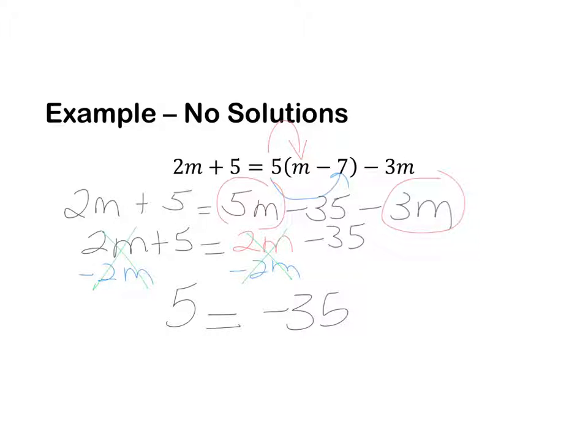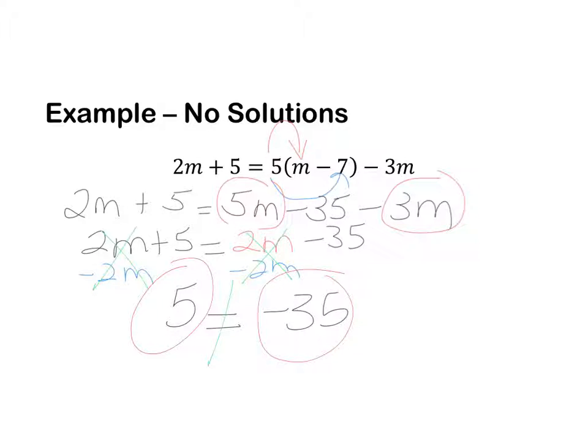Alright, well, you've turned the video on, and let's see if you got the same result. What I got was 5 on one side of the equal sign, and negative 35 on the other. Well, obviously, 5 is not equal to negative 35.